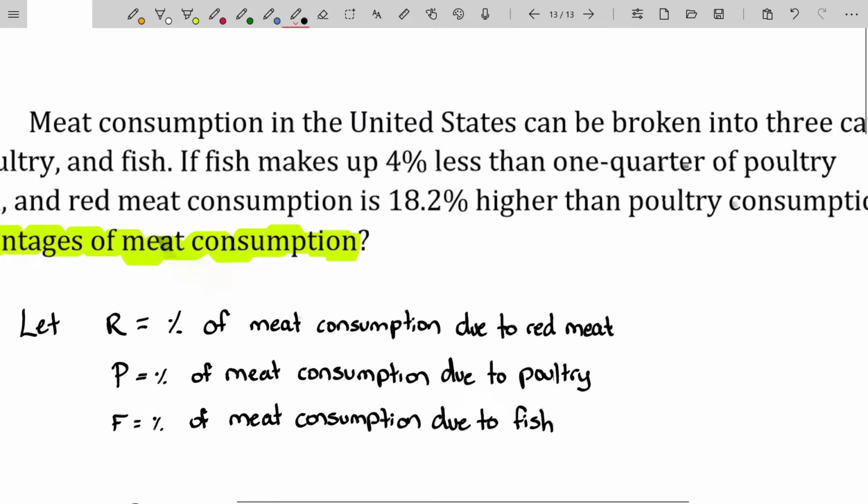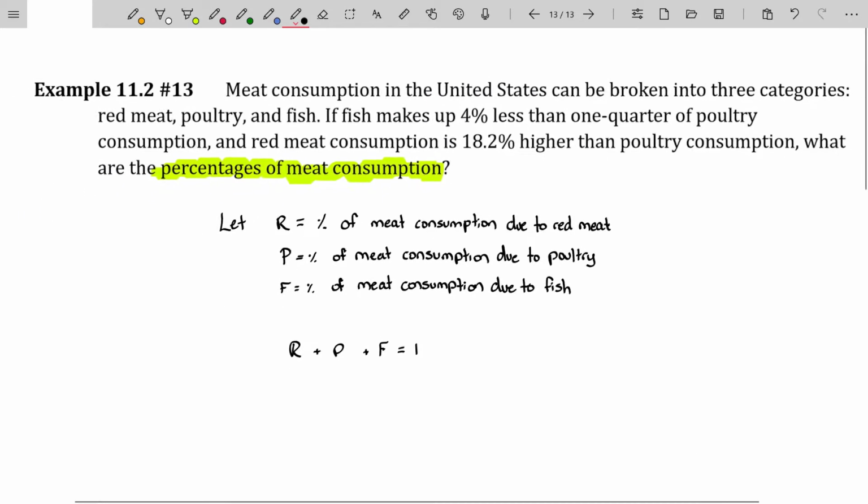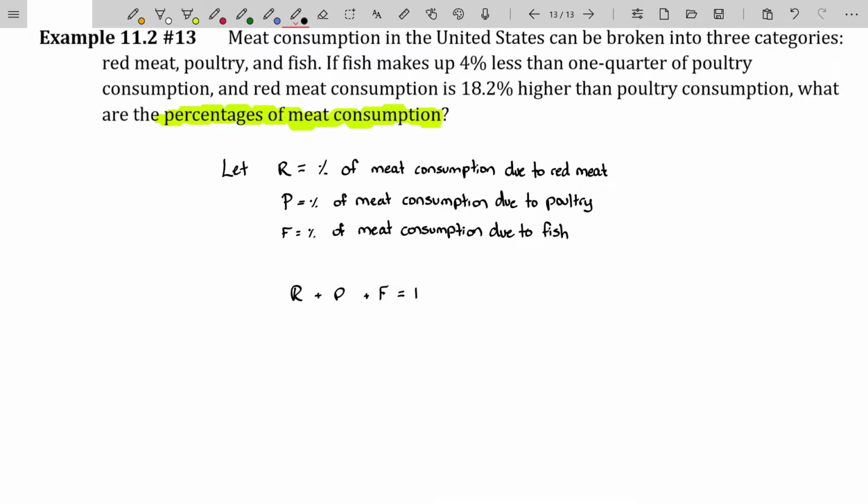If fish makes up 4% less than 1/4 of poultry consumption. Wow. Okay. So the amount of fish consumption is 4% less, so minus 0.04. So that's 4% less than something. Then 1/4 of poultry consumption. That's what that means. And red meat consumption is 18.2% higher than poultry consumption.